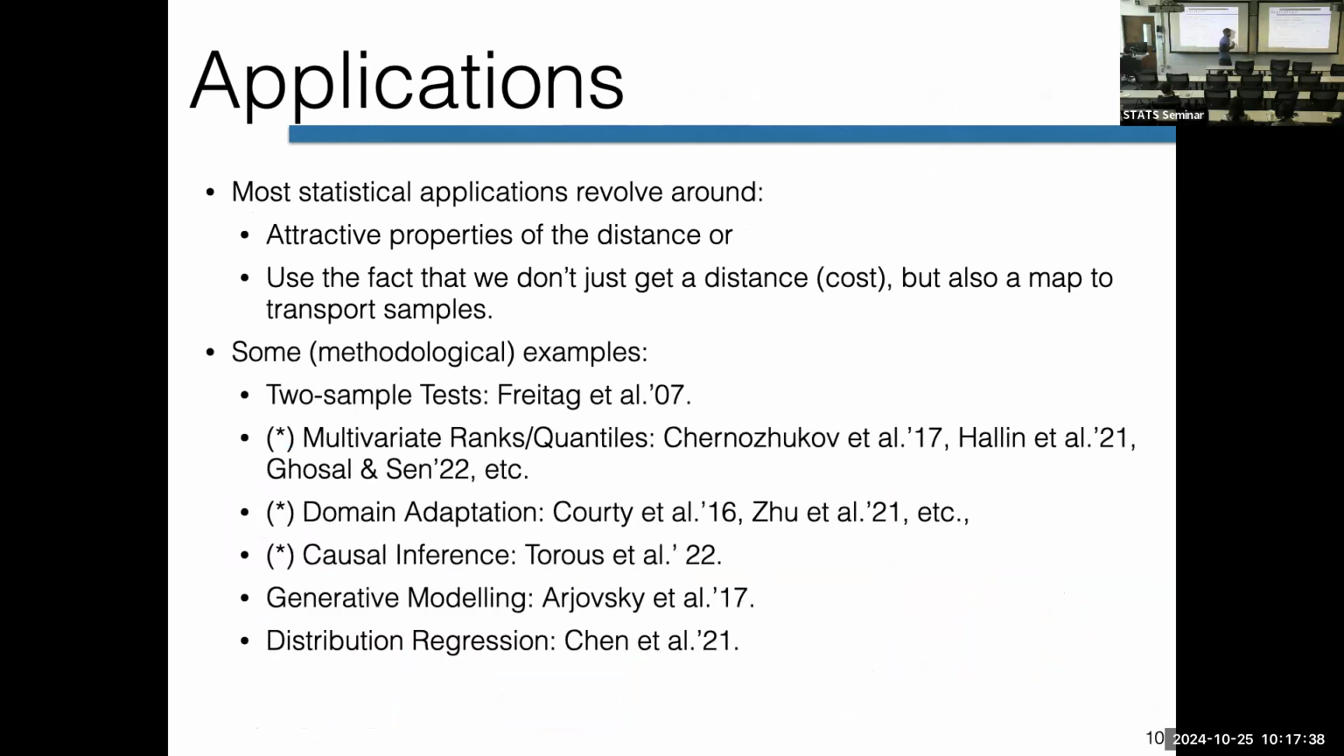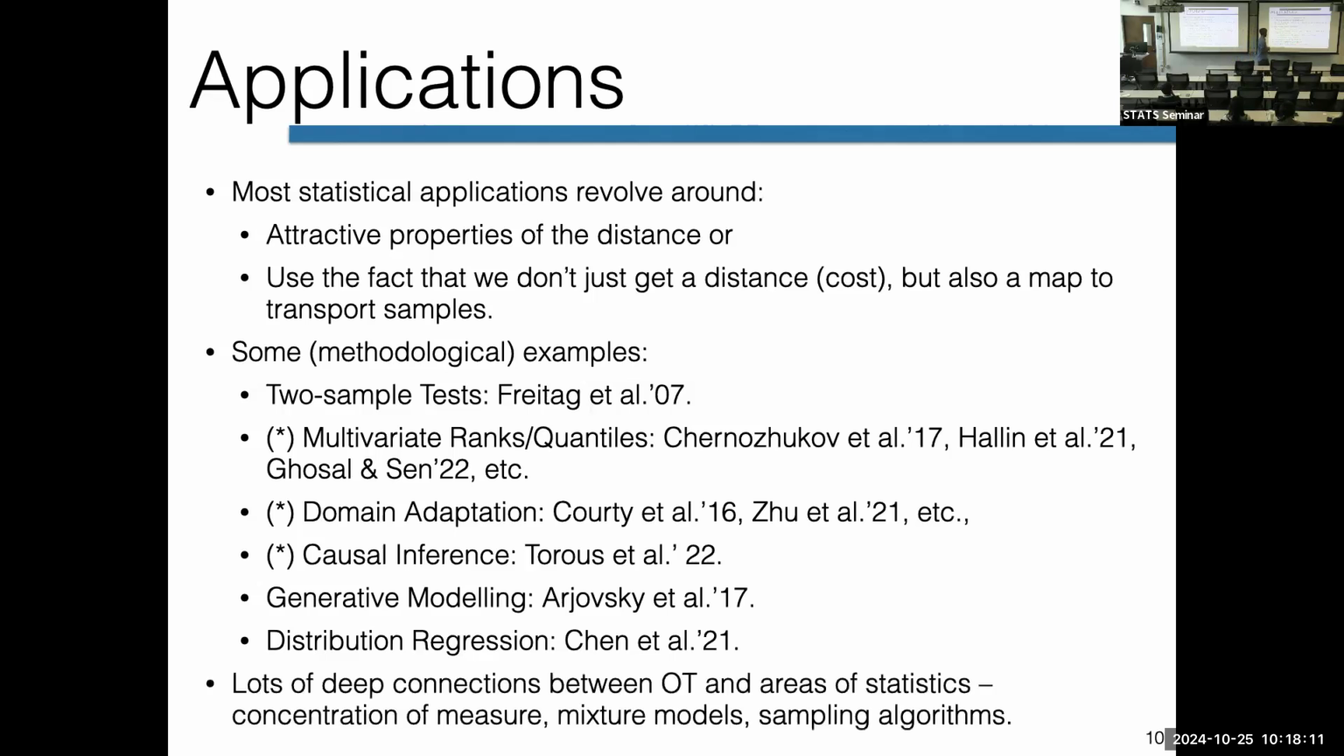So, I'll give you just a list of applications. You can use it to design two sample tests. You can use it in some very nice way to define a multivariate analog of quantiles. So you can think of mapping some distribution to the uniform and use that mapping in order to define quantiles. So this is a very nice application of optimal transport. You can use it in domain adaptation where you're trying to make predictions under a different distribution. Then it makes sense to have a map to go from source distribution to target distribution, and use it in various other cases as well.